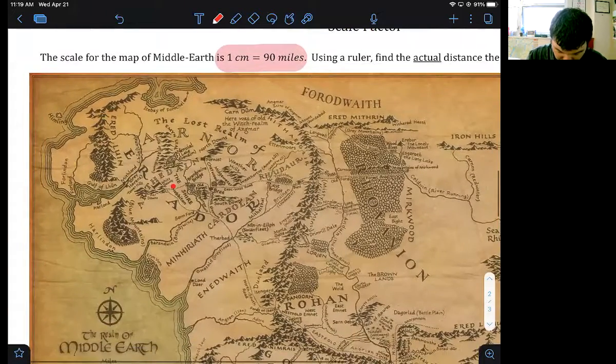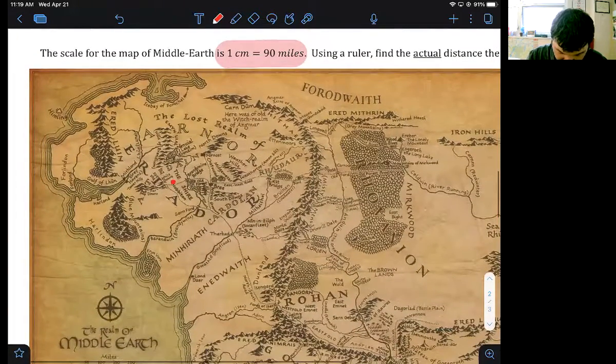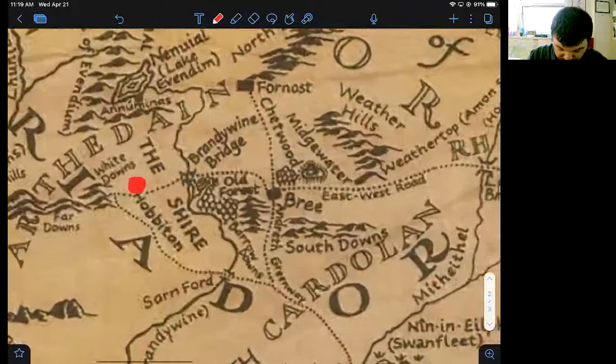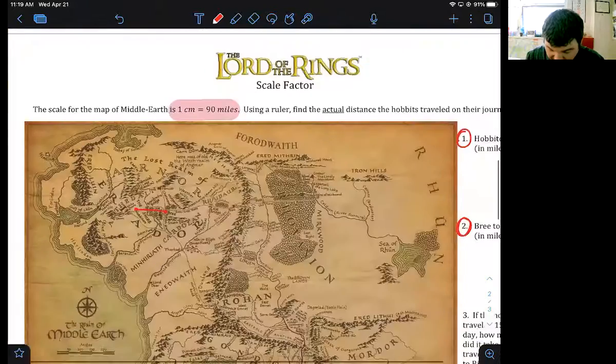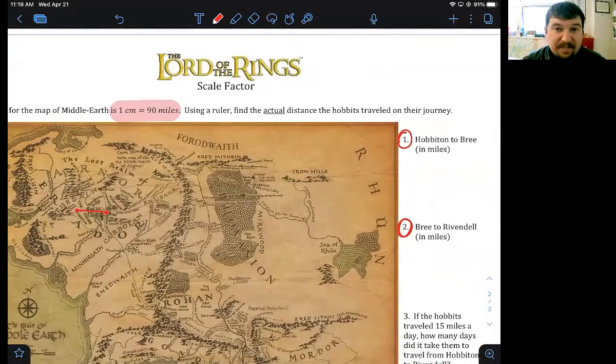So they follow this road that goes through the old forest. Sorry, I can't zoom in, there we go. And you're just going to measure the distance from Hobbiton to Bree, and you can just measure a straight line across there. Okay, they actually do cut through the old forest, so that works out. Find out how long that line is. This time you are not rounding to the nearest centimeter.